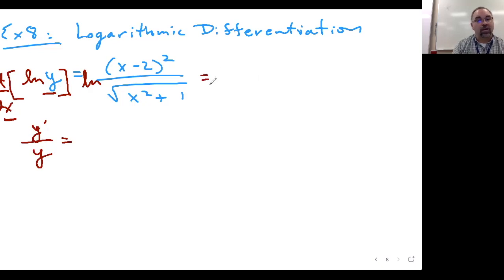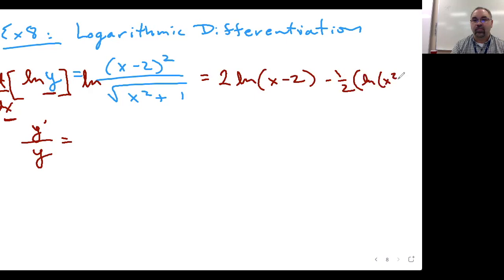Now, over here on the right-hand side, I'm not going to derive just yet, right? The whole reason I brought this darn logarithm in here in the first place was I want to be able to expand my original function using the properties of logarithms, so that I can take advantage of the squared coming down in front. It's 2 times natural log x minus 2. It was a quotient, so I know I'm subtracting 2 logarithms. I've got a 1/2 power down here, so I bring down the 1/2, natural log x squared plus 1.